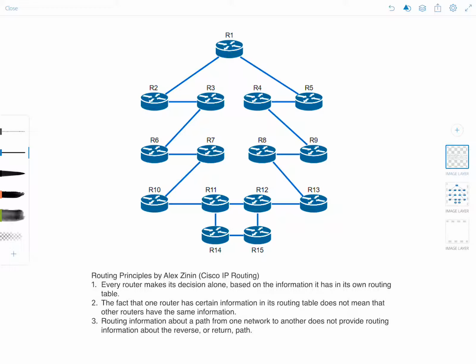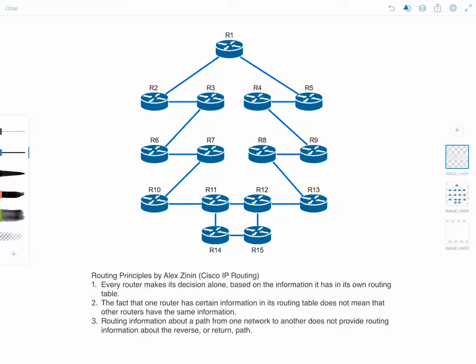Number one, every router makes its decision alone based on the information it has in its own routing table. And when making the routing decision, a router can use only information in its own routing table. There is no way for a router to know if its neighbors are going to make a consistent decision. The router can only think for itself. So routers route packets according to the information they have in the routing table at that specific time.